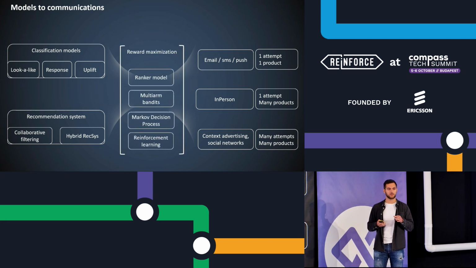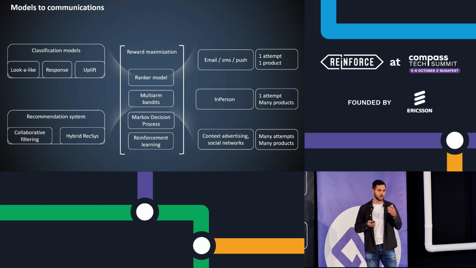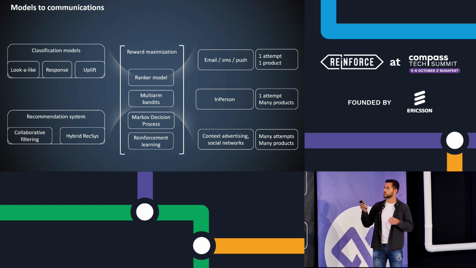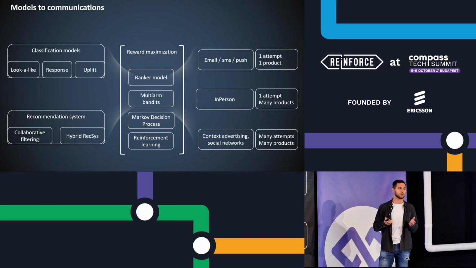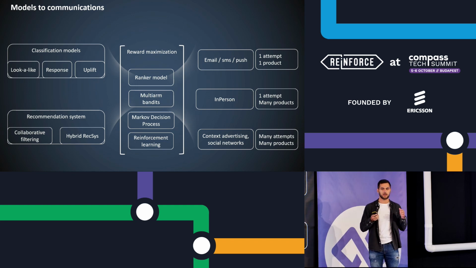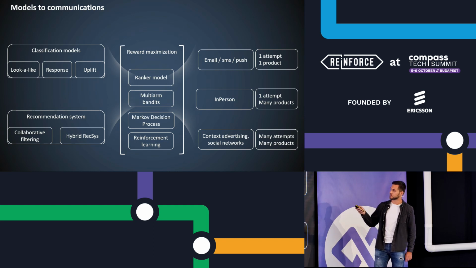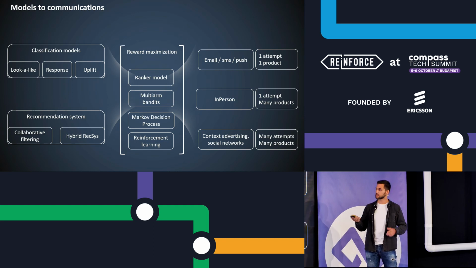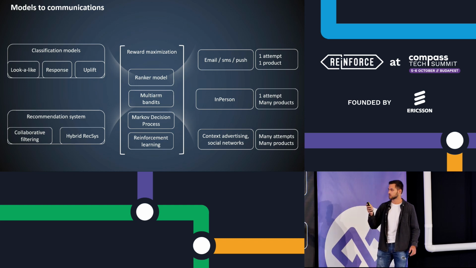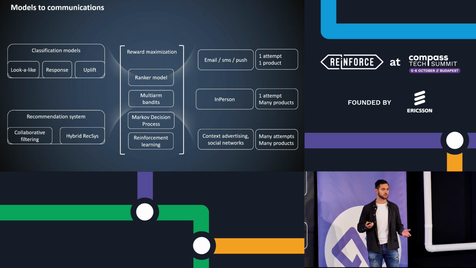And here the art of optimization models comes onto the stage. Ranking models could be applied for basic things like in-person communications or email or SMS, because we just need to rank our products, and based on some formula, based on a ranking model, we will send the top 1 communication or top 2 or top 3. And some other, let's say, more complicated models like multi-armed bandits, Markov chains, or reinforcement learning, we can use for social advertising and social networks.